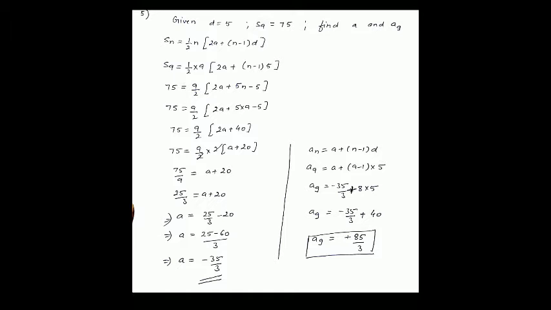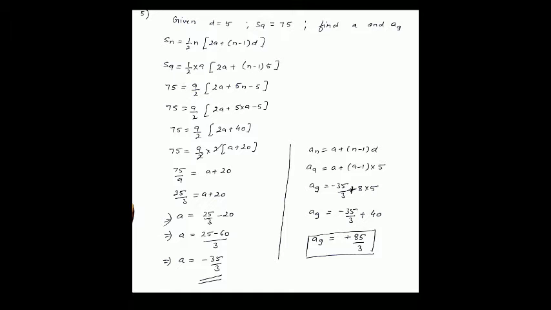So when we put the values, as the value of S9 is 75, in place of S9 we will put 75, which is equal to 9 by 2, 2a, and in place of n we will put 9, so it will be 5 into (9 minus 1). Now you can open the bracket. 2a plus 5 nines are 45, and 45 minus 5 will be 40. So 75 is equal to 9 by 2 (2a plus 40).